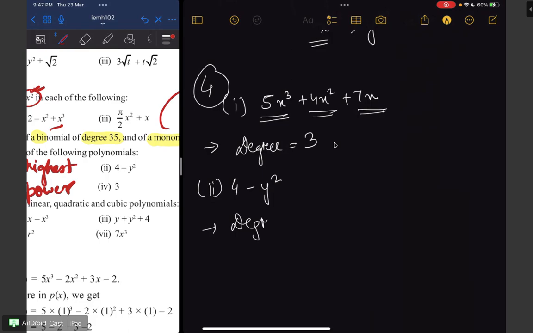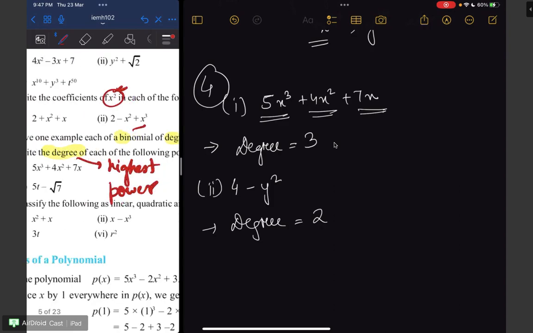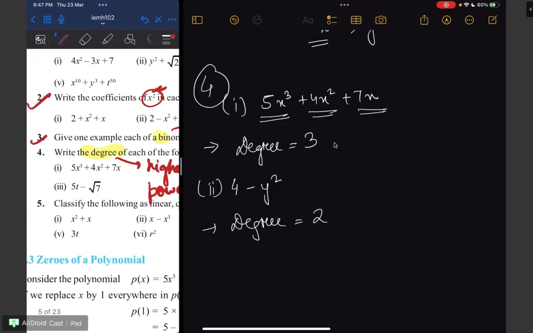Number 2, it is 4 minus y square. So we have only one power. So what will be the degree here? The degree is definitely 2.